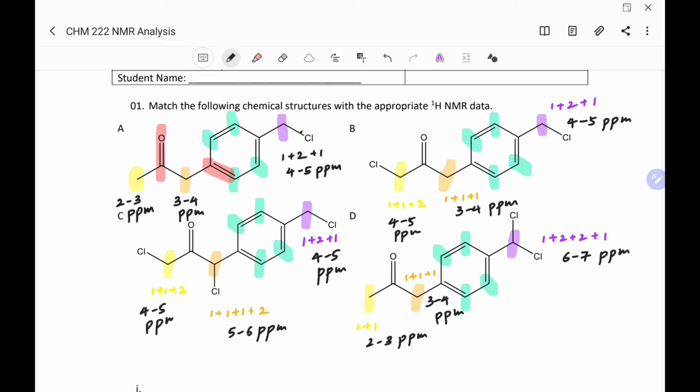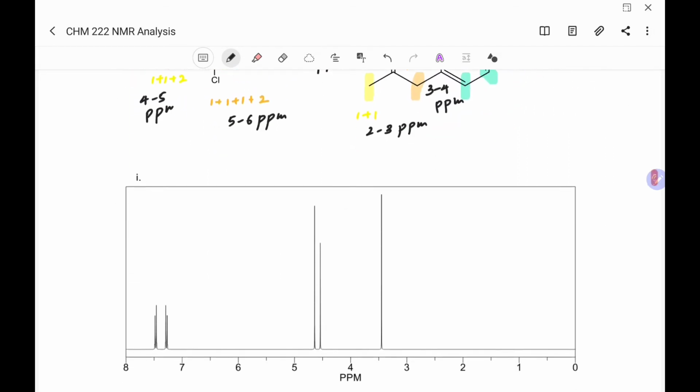Okay, so next step is to actually take a look at the splitting patterns. But here's the thing, most of these hydrogens do not have an immediate neighbor hydrogen. So therefore the splitting patterns are insignificant. You don't have to worry about the splitting patterns because these hydrogens do not have an immediate neighbor. So now since we have all the chemical shifts, we can take a look at the NMR and then figure out the appropriate structure. Okay, so let's first take a look at the first one.